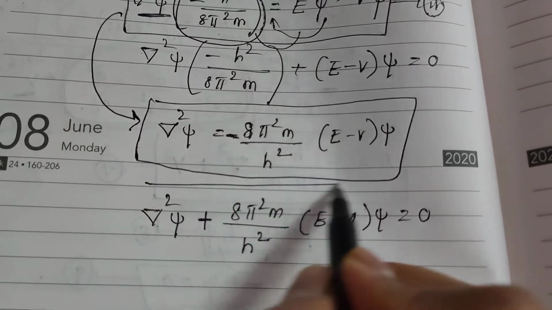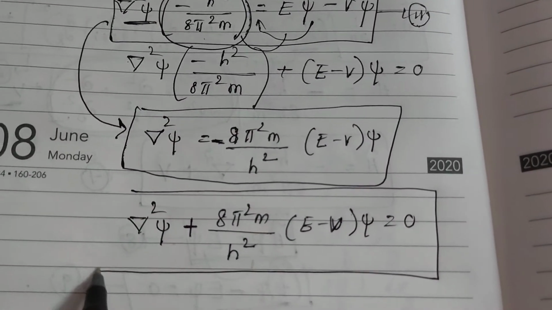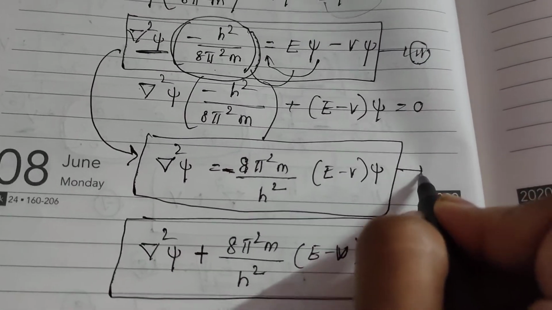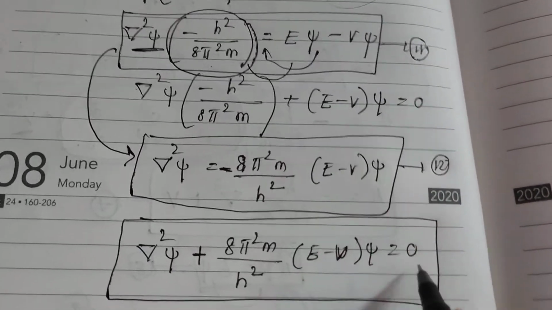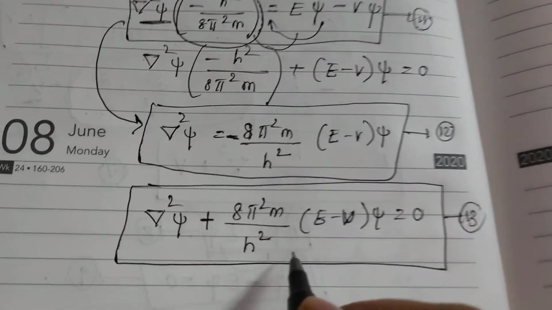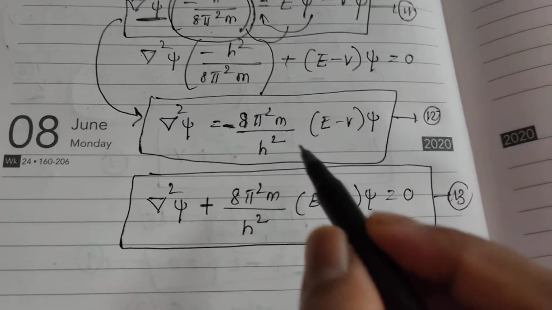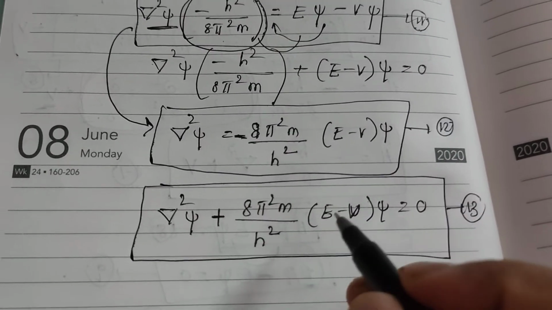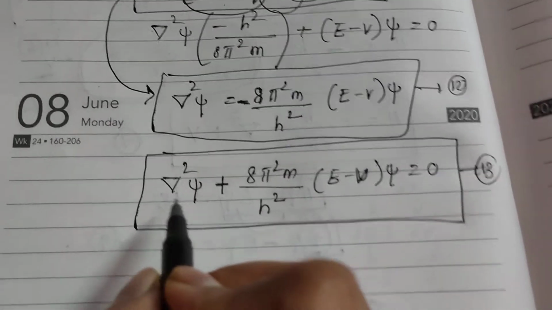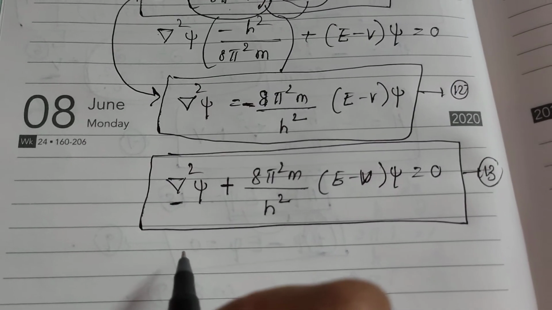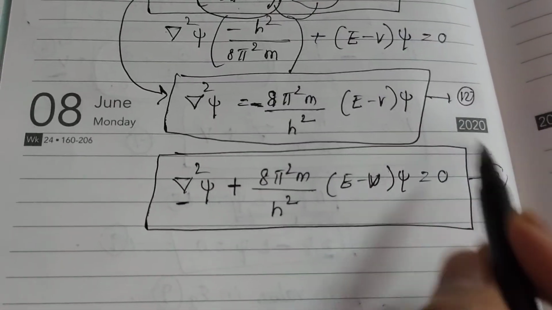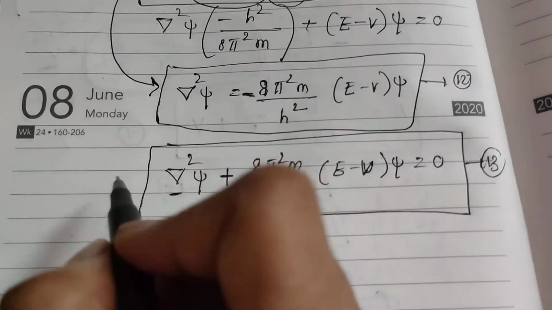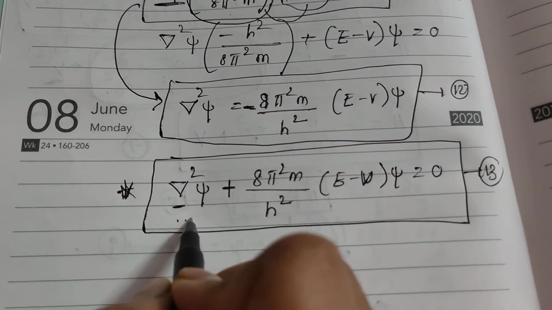So any form you can write. Consider this is 12 and this is 13. Anything is fine. This is actually the Schrodinger wave equation. Here we have to substitute the Laplacian operator del square value in equations 12 and 13. We will get the final equation. So consider this is the final equation 13.